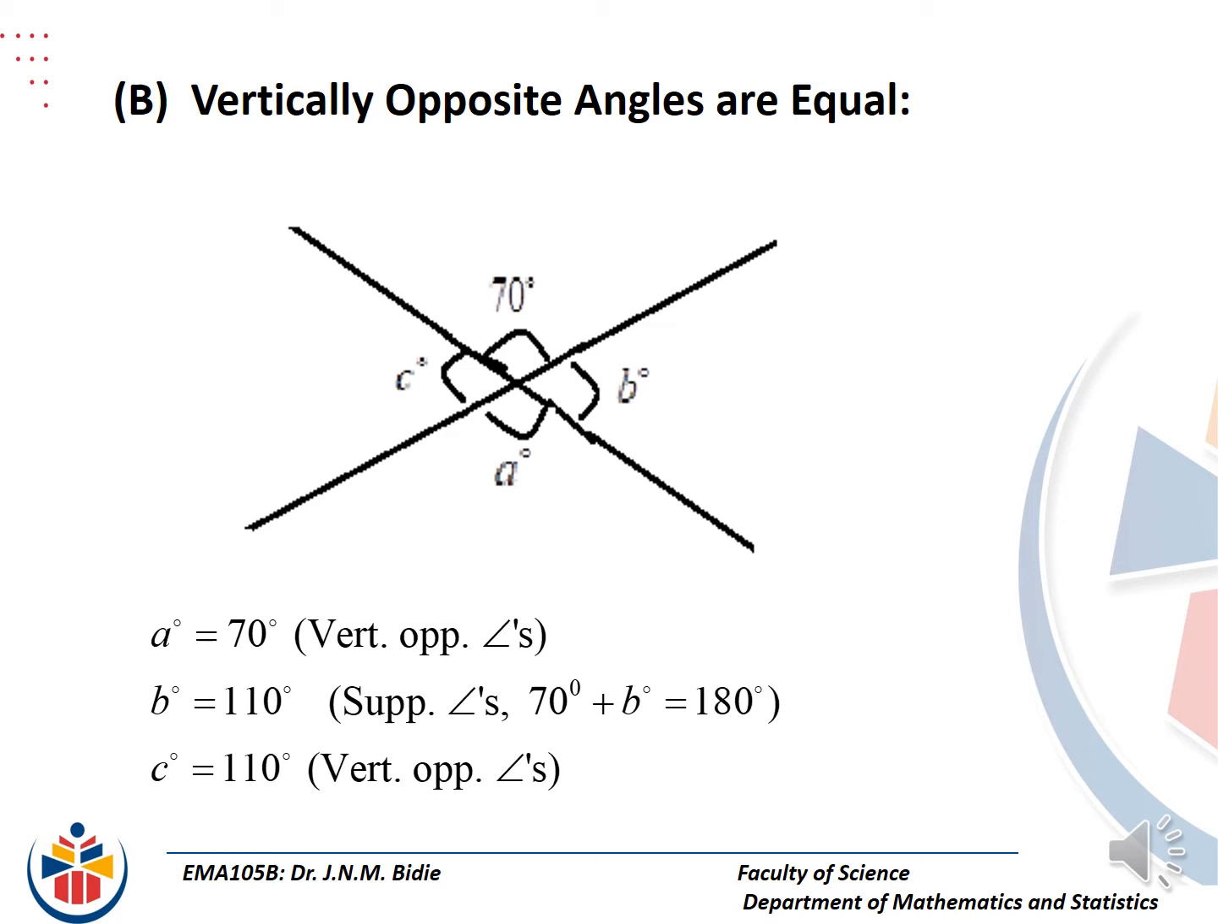And then noting that B and C are vertically opposite angles, therefore B is equal to C. Or I could have just used angles on a straight line, noting that C and 70 degrees are on a straight line. So either way, I would get C to be equal to 110 degrees.